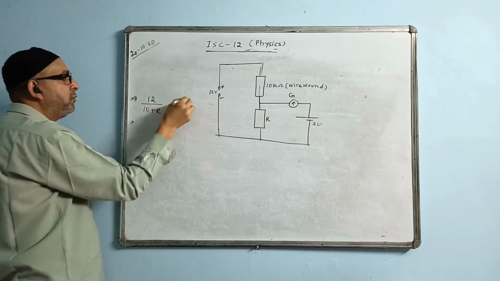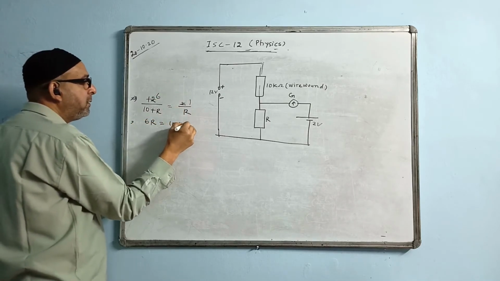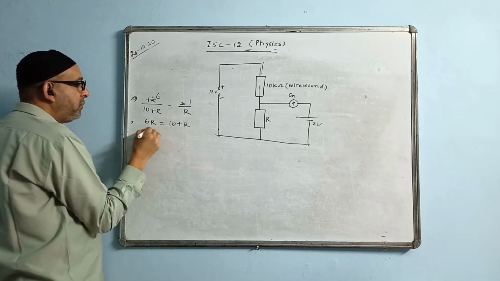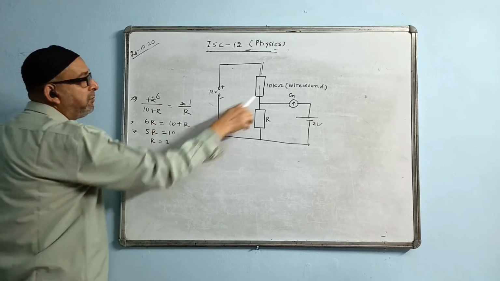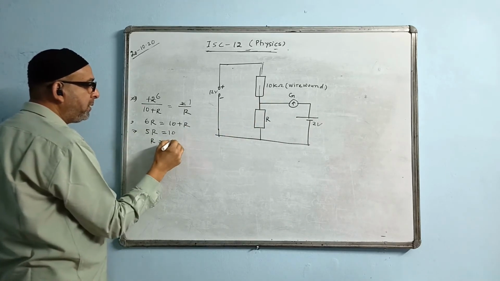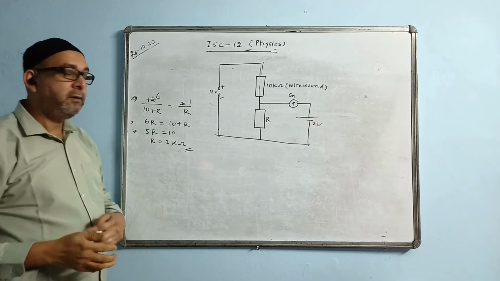Now we get the answer. 2 1s are 2, 6 are cross multiplied. 6R is 10 plus R. 5R is equal to 10. Therefore, R value is coming 2. Unit will be the same. This is kilo ohm, so this R also will be kilo ohm. That's the answer. This is the value of R.